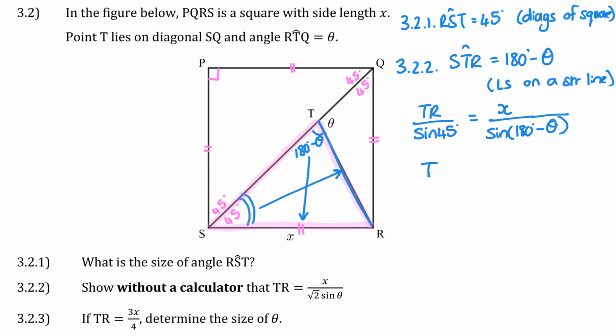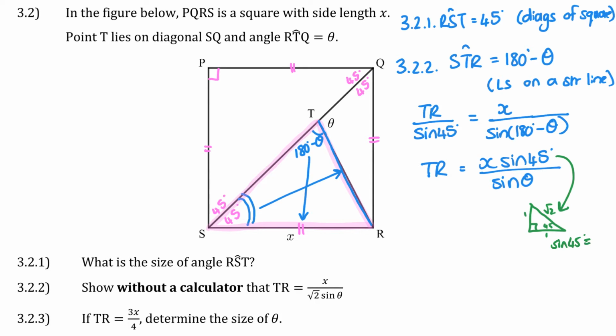So let's isolate TR by multiplying both sides by sine of 45. So I get x sine of 45. And I know from my reduction formula that sine of 180 minus theta is sine of theta. Now they said no calculator, so I'm going to use special angles. Sine of 45 is 1 out of root 2. So that means, therefore, TR is equal to x out of root 2 sine theta.